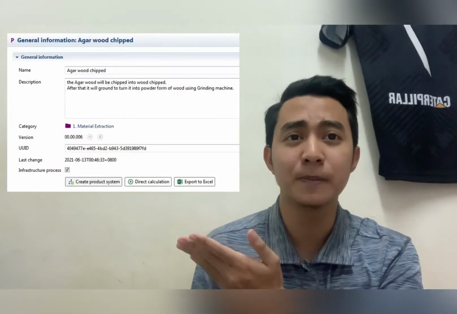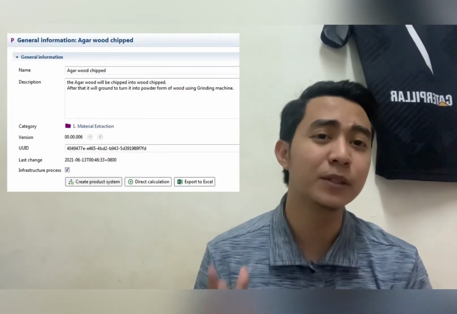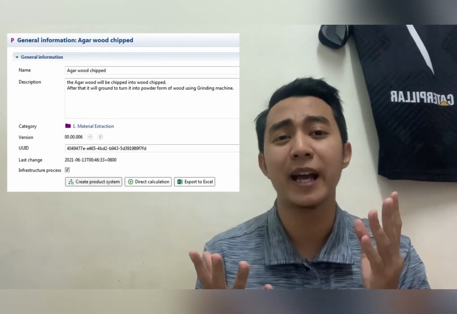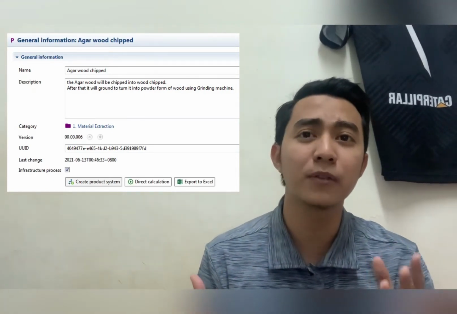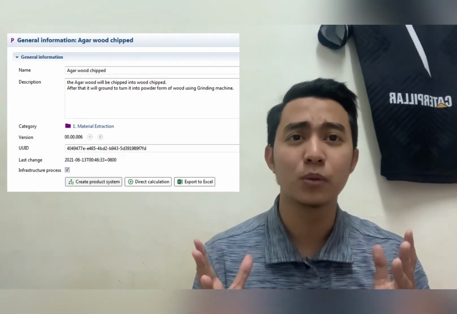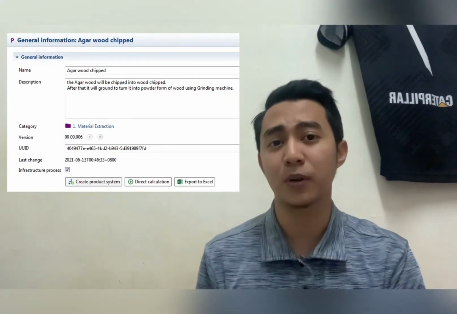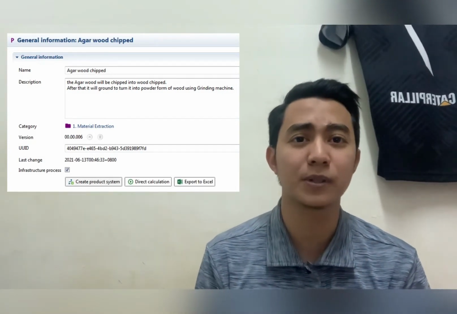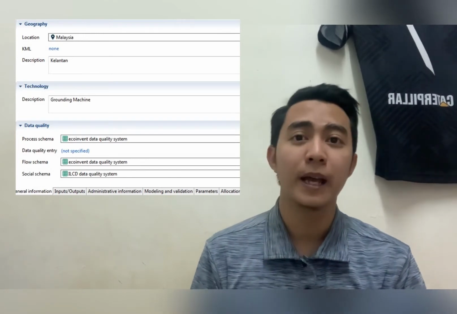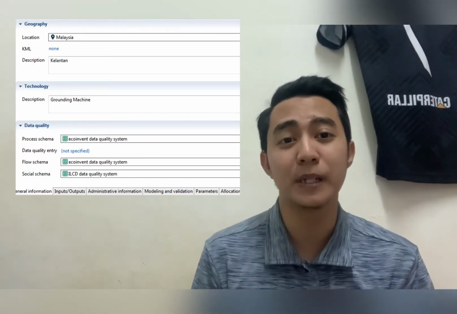Firstly is the material extraction, which is Agarwood chip. For the description, Agarwood will be chipped into wood chips. After that, it will be ground to turn the Agarwood chips into a powder form using a grinding machine. It is ground to make it easier for the next process, which is the extraction process. The technology used is a grinding machine that grinds the sample to powder form, and the geography is located in Malaysia.